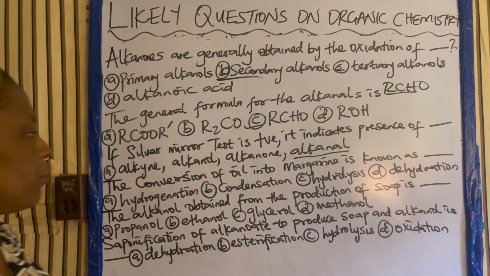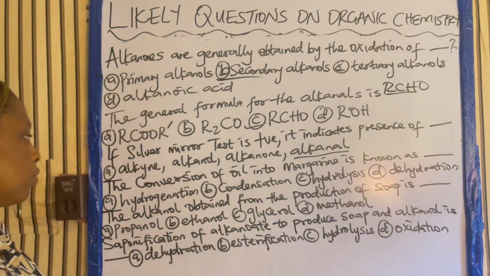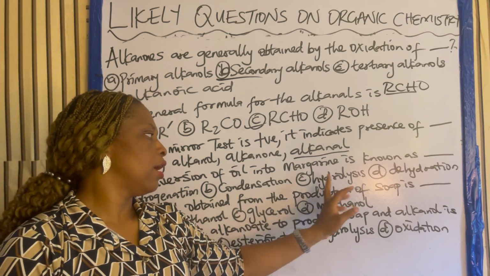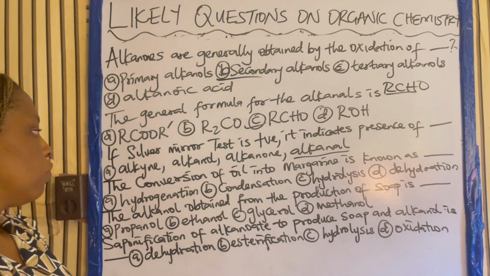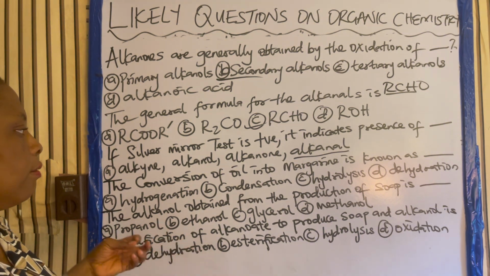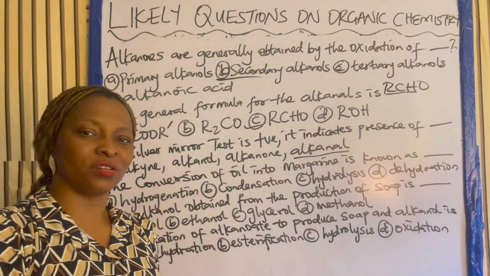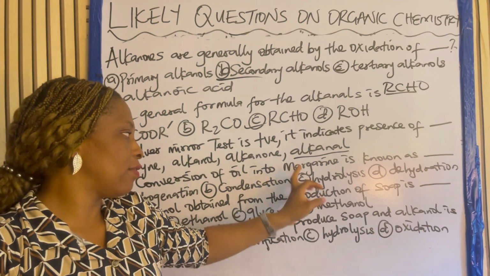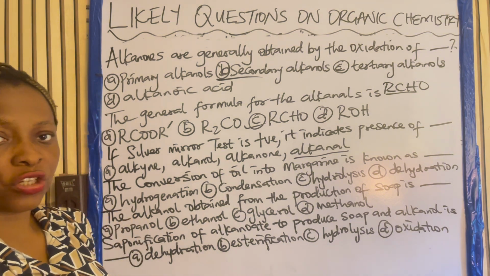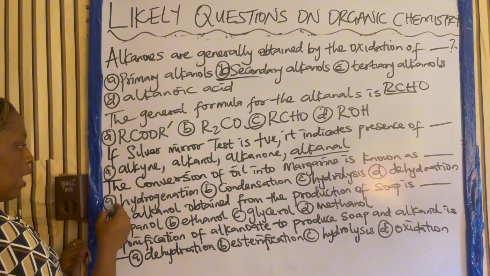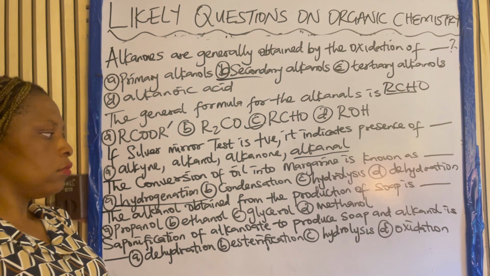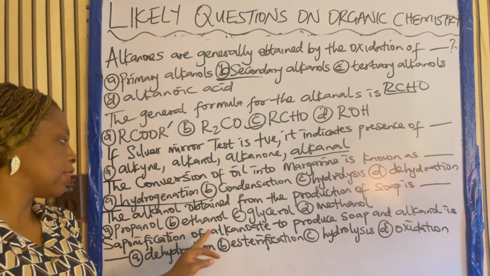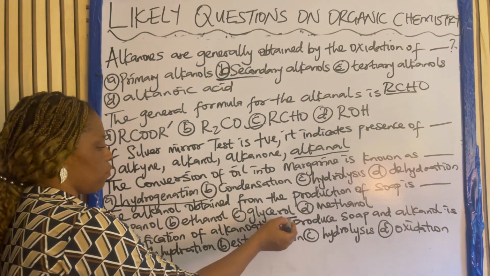The conversion of oil to margarine is known as dash. Hydrogenation, condensation, hydrolysis, dehydration. Converting oil to margarine simply means adding hydrogen to oil in order to harden it to become fat. That fat is what we call margarine. And that is hydrogenation. In the production of soap, there is an alkanol that you obtain. What is it? Propanol, ethanol, glycerol, methanol. The answer is glycerol.